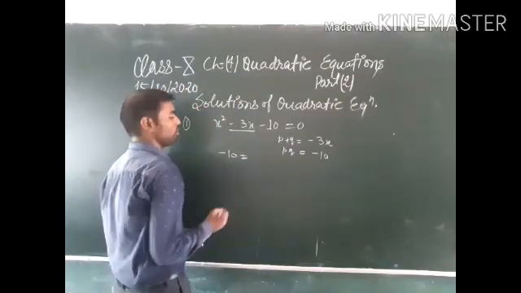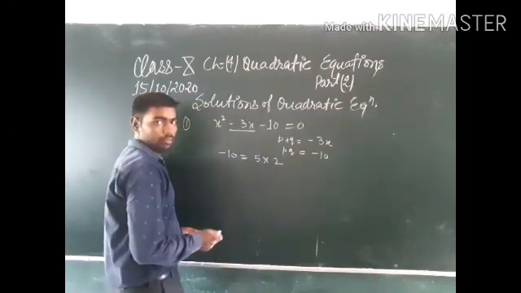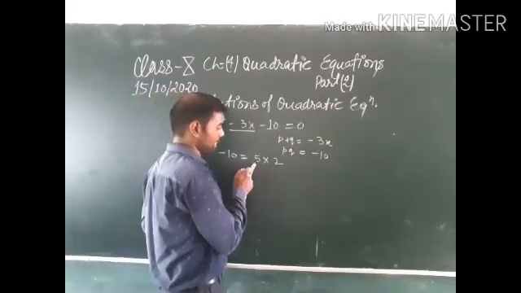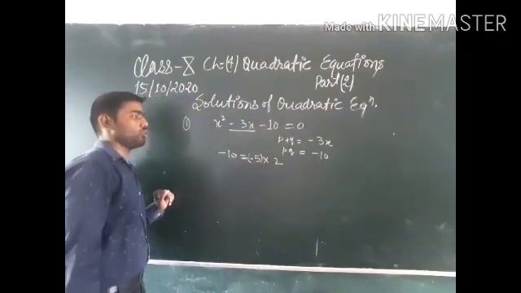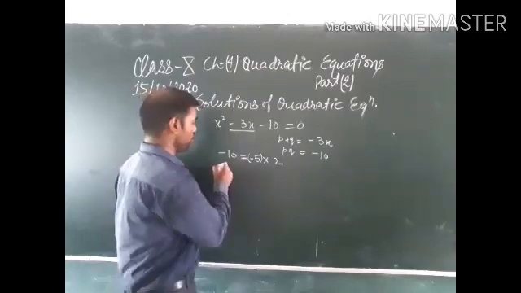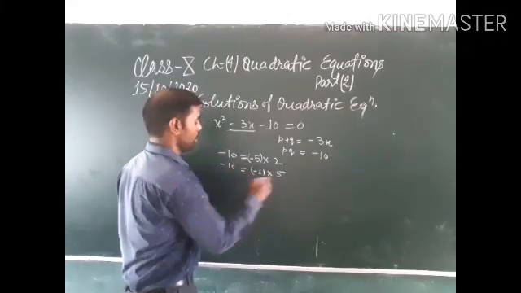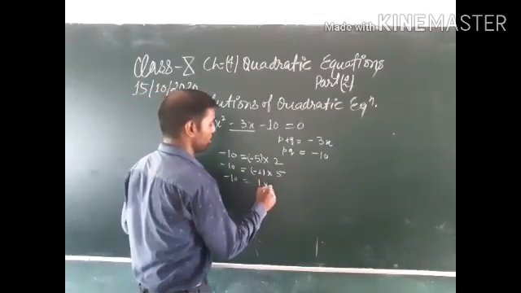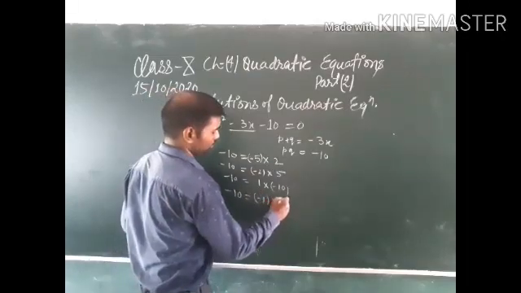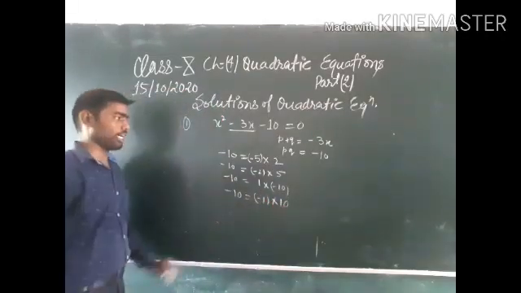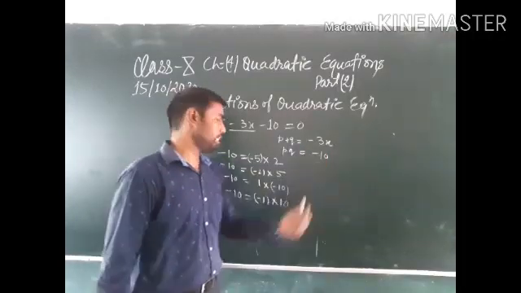Minus 10 can be written in the form 5 into 2. 5 into 2 is positive, so either 5 is negative or 2 is negative. So we can write minus 5 into 2, minus 2 into 5, 1 into minus 10, and minus 1 into 10. Which of these values is correct? We check against the middle term, minus 3.